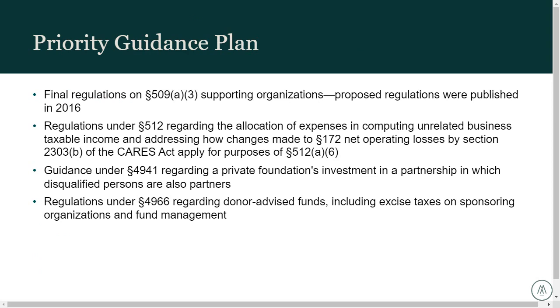Because we're getting close to time, I'm not going to cover the priority guidance plan items specifically, but I do want to highlight two that are not noted on the slides. One is that guidance under 6104(c) was issued in August of 22, which governs the circumstances under which the IRS may disclose certain information to state officials regarding tax-exempt organizations. So the new information that the IRS can disclose includes information about proposed revocations, proposed denials, even before a final revocation or denial has been issued.